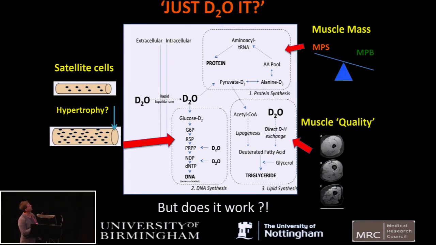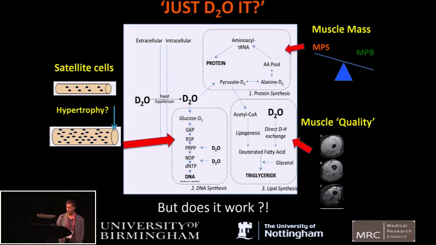So what you can see here is that once you take D2O, it rapidly equilibrates with the body water pool. Then the deuteriums will exchange with lots and lots of substrates. Suffice it to say that D2O will eventually label some of the deoxyribose in DNA. It will label many of the non-essential amino acids through transamination. So alanine is shown here. And at the same time, it will label triglycerides through fatty acid synthesis processes. This means essentially that we're able to arrive at measures of protein synthesis, DNA synthesis, and in theory, lipid synthesis as well.